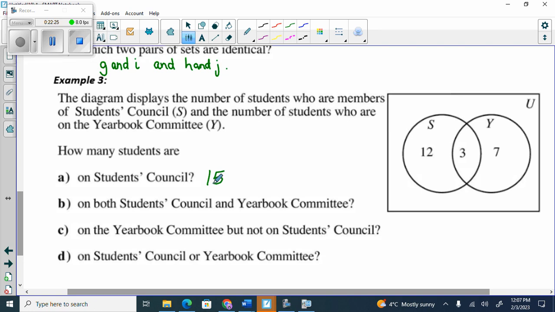Exactly. Now they want on both student council and the yearbook committee. How many are there? 3. It's the overlap, right? And this one says on the yearbook committee, but not on student council. So that's basically yearbook only. That's what they're telling you. How many are there? 7.